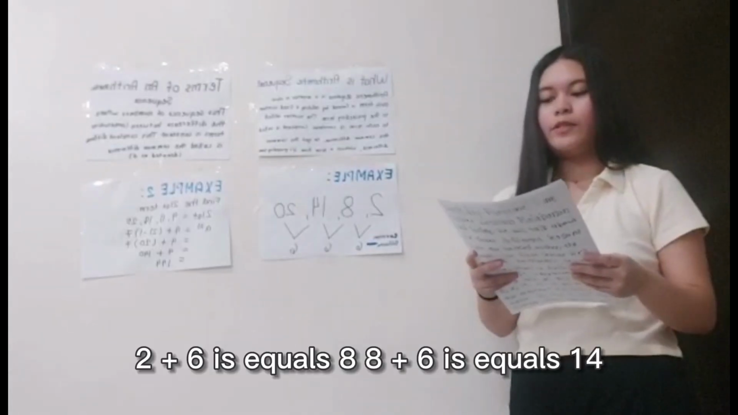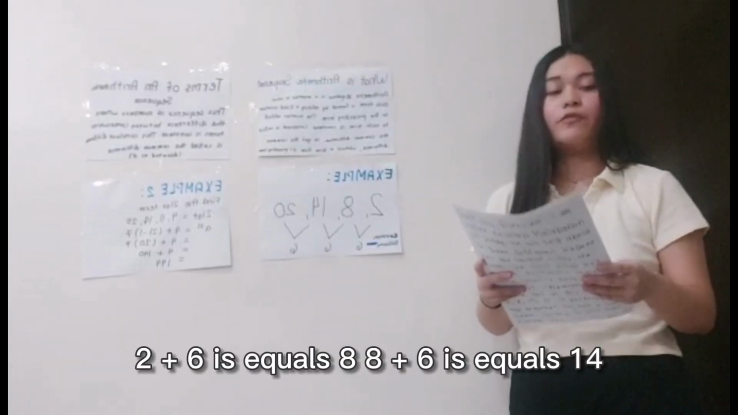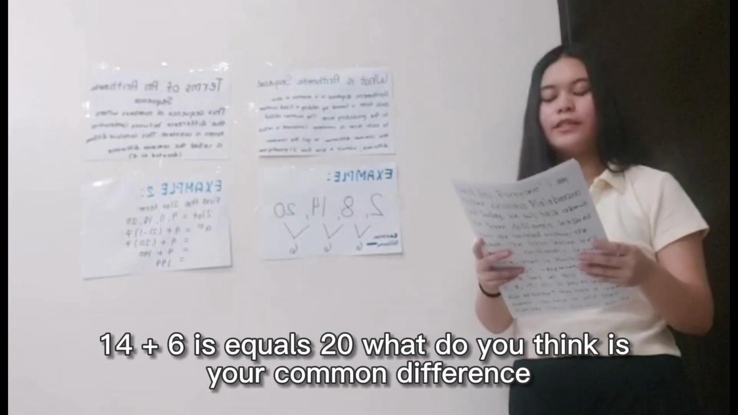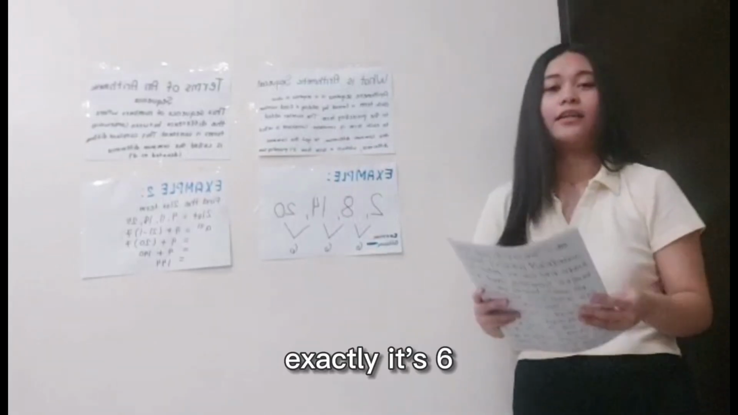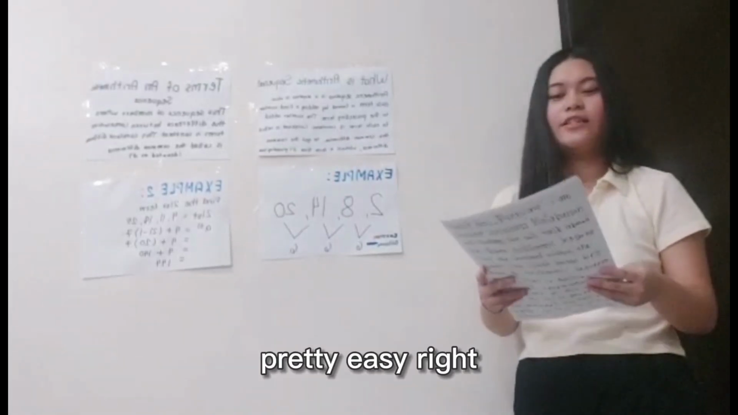2 plus 6 equals 8. 8 plus 6 equals 14. 14 plus 6 equals 20. What do you think is your common difference? Exactly. It's 6. Pretty easy, right?